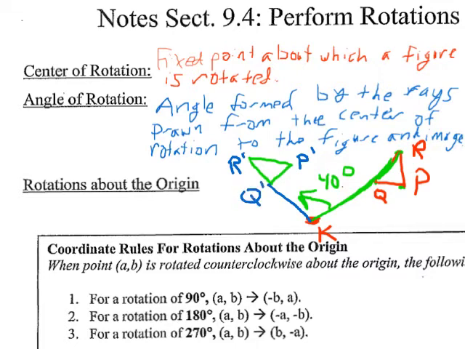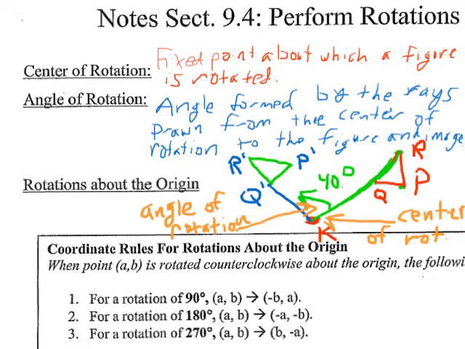That's my new triangle. A couple things here. This K, point K, is the center of rotation, and 40 is the angle of rotation. Those are the two pieces that we just defined up here, angle of rotation and center of rotation. The angle is 40, and the center is K in this example.